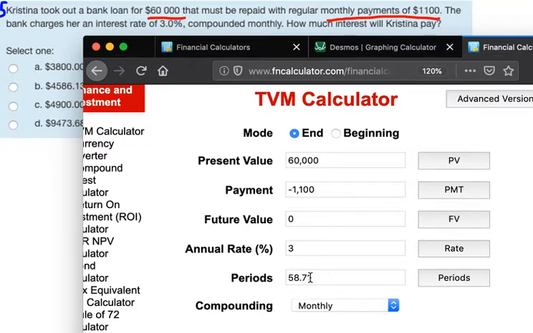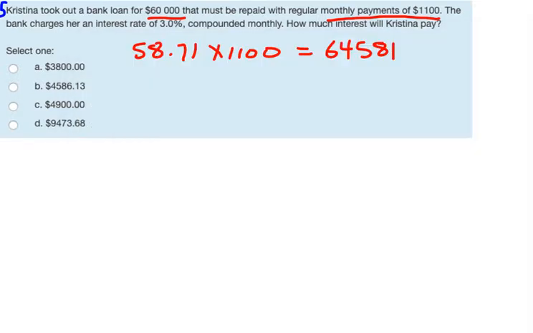Now this rounds it off a little bit too much. I'd like to have more decimal places in this. But what this is doing is, this is 58.71 months. So we have to multiply that by 1,100. So when we multiply our number of payments or periods by 1,100, we get $64,581. Now that's how much the person paid in total.